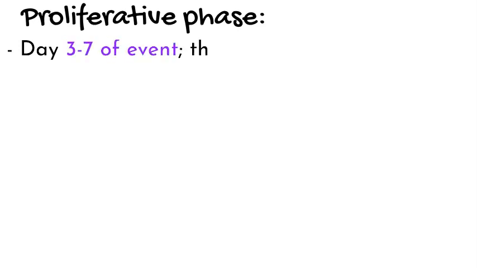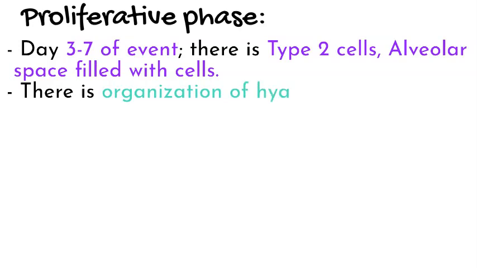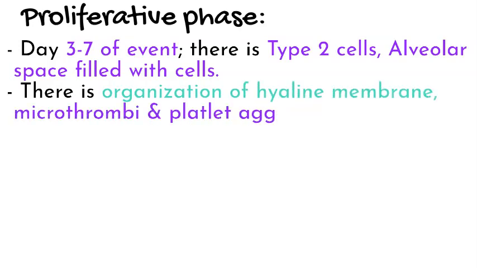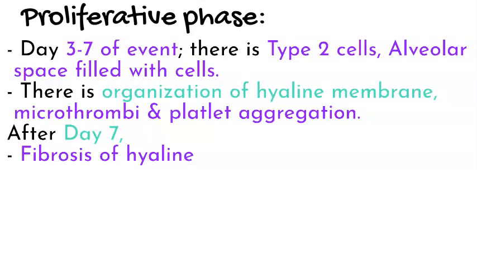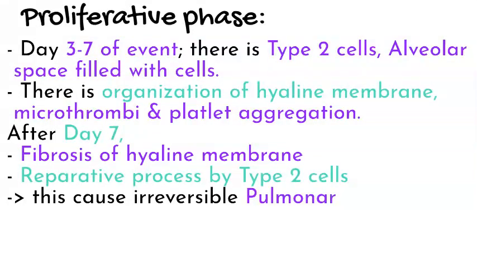For the proliferative phase, day 3 to 7 of the event, there are type 2 cells, and the alveolar space is filled with cells. There is organization of hyaline membrane, microthrombi, and platelet aggregation. After day 7, there is fibrosis of hyaline membrane and a reparative process by type 2 cells. This causes irreversible pulmonary fibrosis.